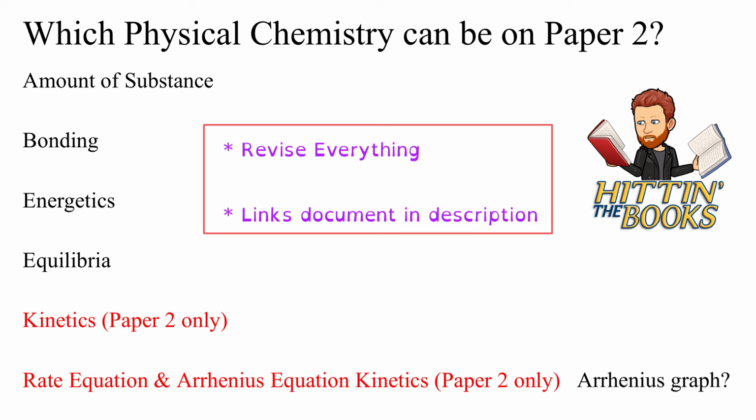So that's a quick look at the parts of physical chemistry that are a bit more likely to come up on Paper 2, given that they were not assessed on Paper 1. Of course, you should try to revise everything that you possibly can, but when you get closer to an exam, you want to know which topics are a good idea to prioritise.